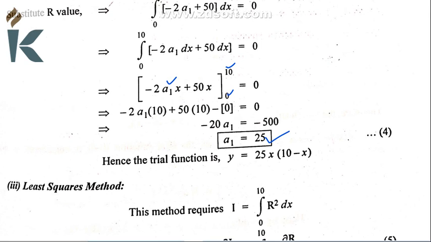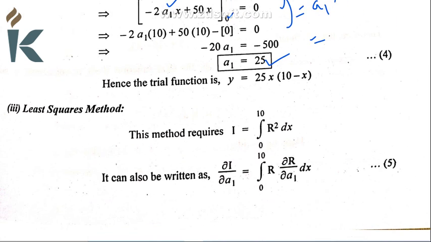Once you find the unknown parameter, you have to substitute it in your trial function, y equal to a1 into h into 10 minus h. Therefore the a1 value is 25 into h, keep it as it is, into 10 minus h. From this you can find the displacement for any point between 0 and 10.